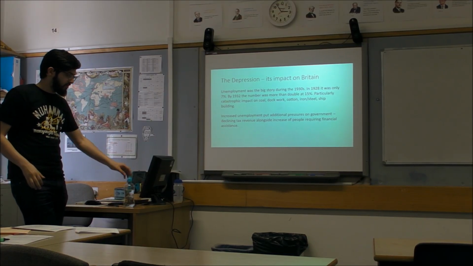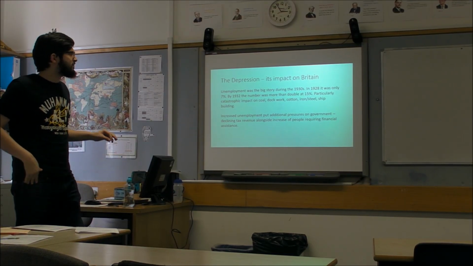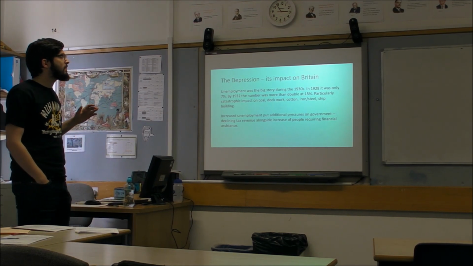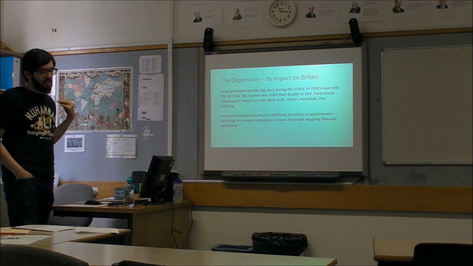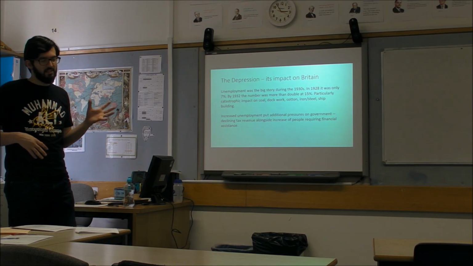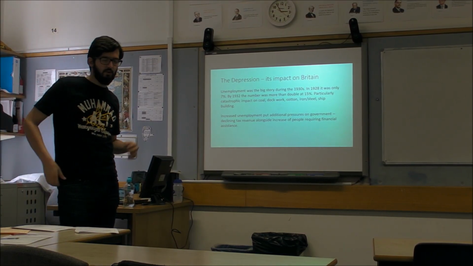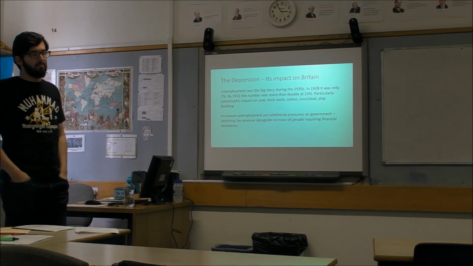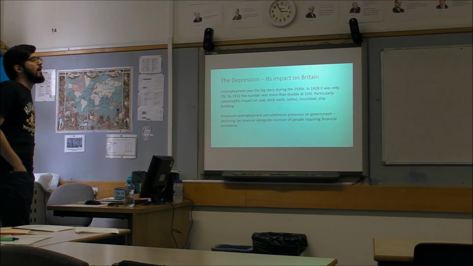The big story, though, of the decade is unemployment. Unemployment is at 7% in 1928. By 1932, the number more than doubles. Again, those are the percentages. If you don't remember the actual numbers because they're quite specific, just remember in your head that unemployment almost doubles.